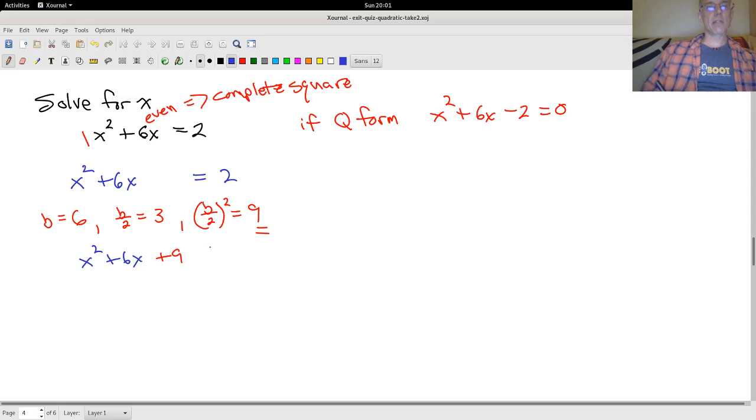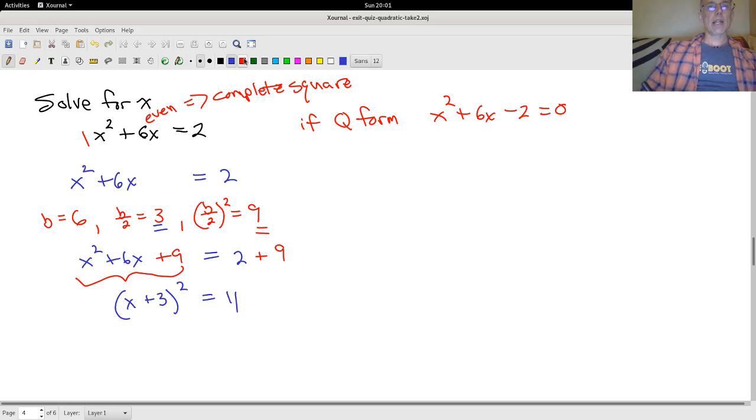Now to keep things in balance, i.e. equal, I have to also add 9 to the other side. So I'm doing a plus 9 on each side to keep things equal. The point of doing that is this is now a perfect square. That is the square of x plus 3. And so here's that other magic number there. And that's equal to 9 plus 2, 2 plus 9, which is 11.